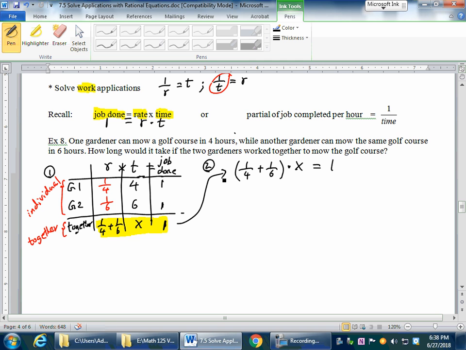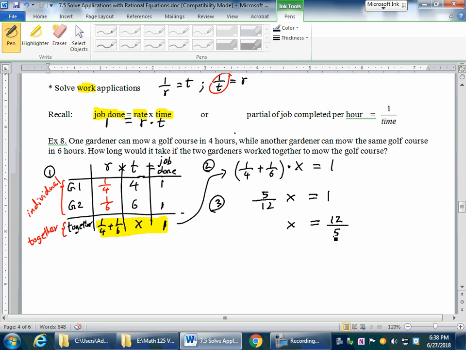Now, solving this, there are a few ways that you can solve it. It's up to you how you want to solve it. First I can combine 1/4 and 1/6 together, so that will become 5/12. If you use a calculator or do it on the side, you will get 5/12x is equal to 1. And if I multiply both sides by the reciprocal, that will become 12/5.